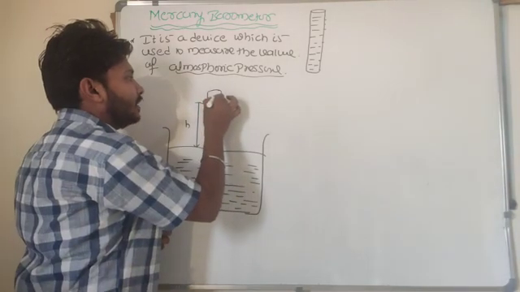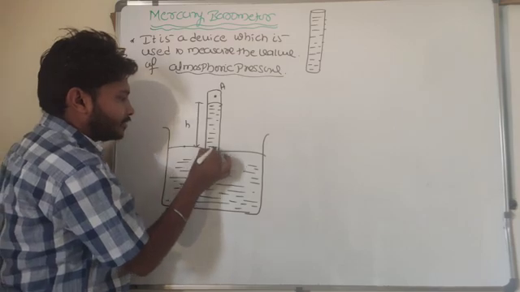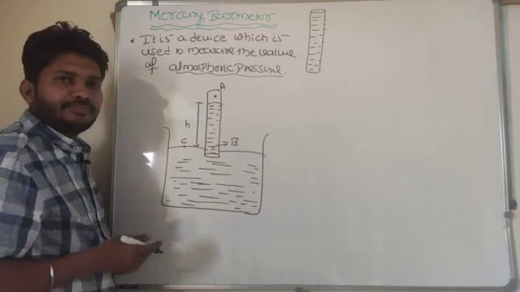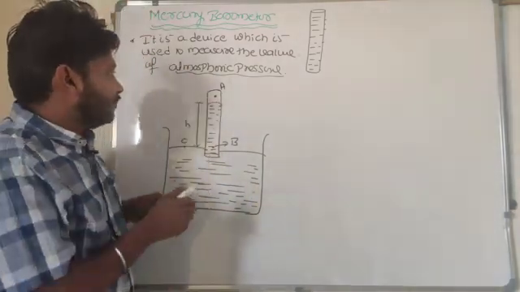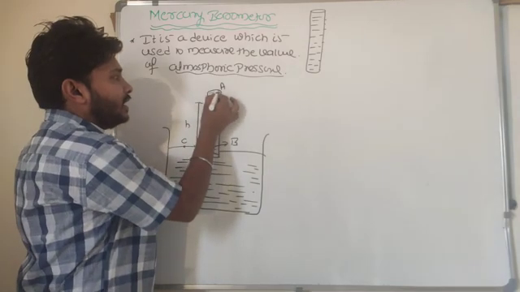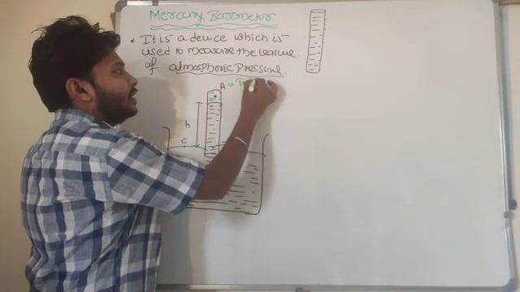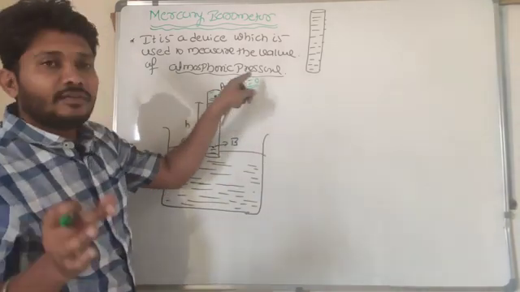Now I will choose certain points here. This is point A, and this one and this one I will take as point B and point C. So look at here, what will be the value of pressure at point A? In this point A is vacuum. If it is a vacuum, it means the pressure at point A will be 0.